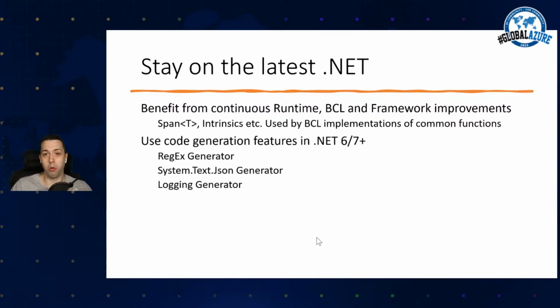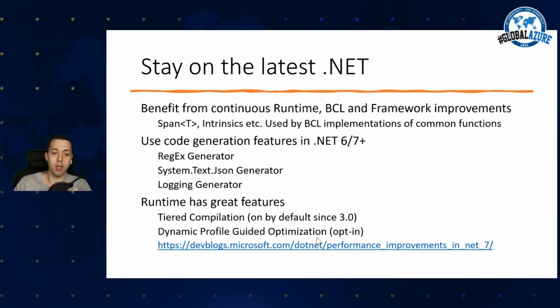Also, there are new code generator features in .NET 6 and 7, which reduce the reliance on reflection and replace it with generating source at compile time. So if you're doing JSON serialization, you can basically remove all the overhead of doing the reflection and runtime code generation for the serialization logic. And of course, there are other great runtime features that I will show you in a bit.